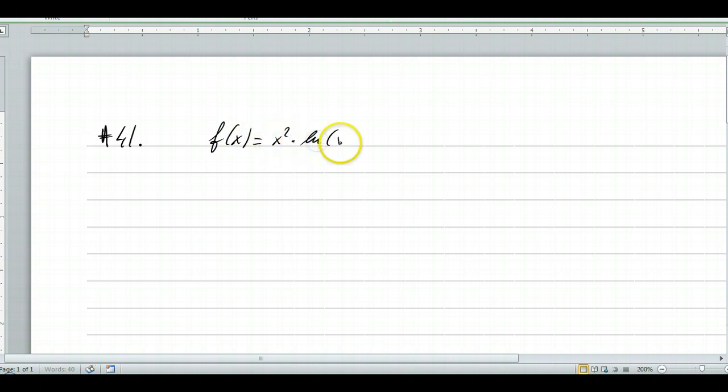All right, let's finish the last 5 questions of the multiple choice answer, okay? So, question number 41. For the graph of the function given by f of x equals x squared ln x, for what value of x is the slope of the tangent line to the graph equal to 2?